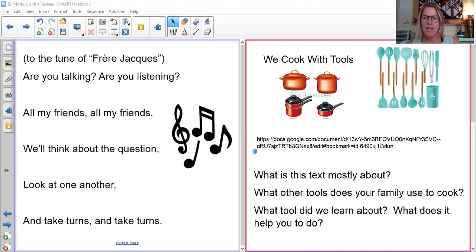And then the ending sentence is, what is a cooking tool used in your home? So think for a moment about some cooking tools that are used in your home, and we'll share them today during our Zoom meeting. I'm going to give you 30 seconds to think about some cooking tools in your home.